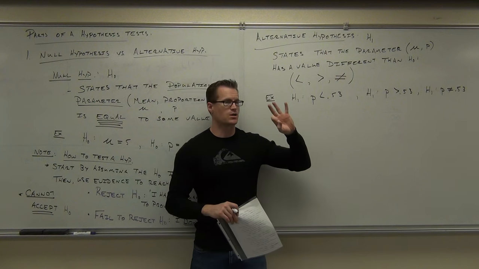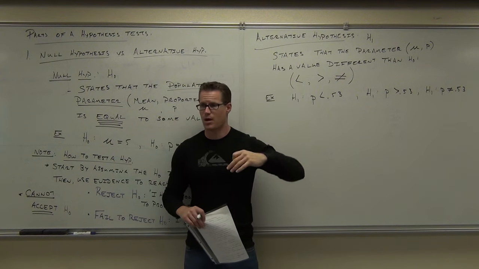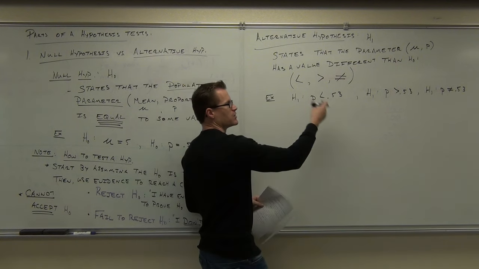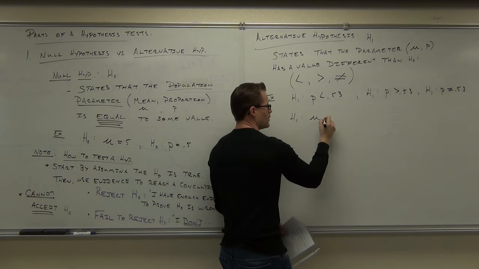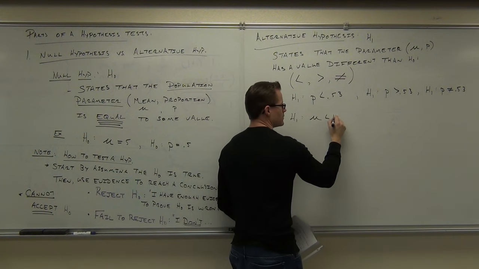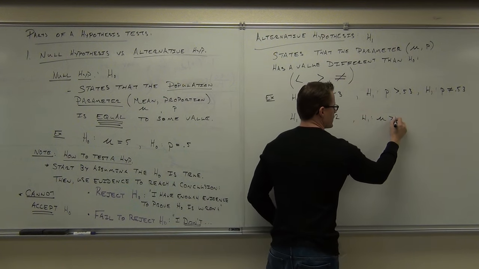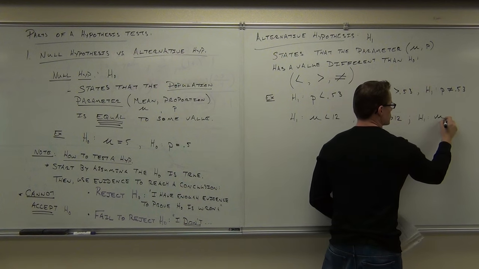There's three options there. I'll teach you how to find out which option you have as we go through our problems. But you're going to have one of three things. If you're talking about not a proportion, you're talking about a mean, you could have mu less than a given value, 12, let's say. Or you could have it greater than, or you could have it not equal to.